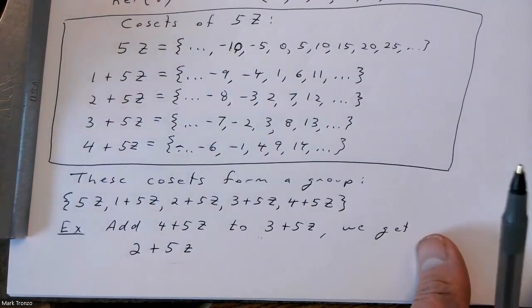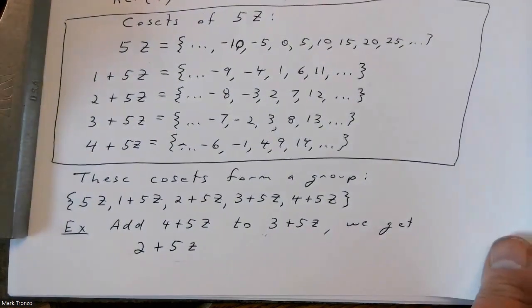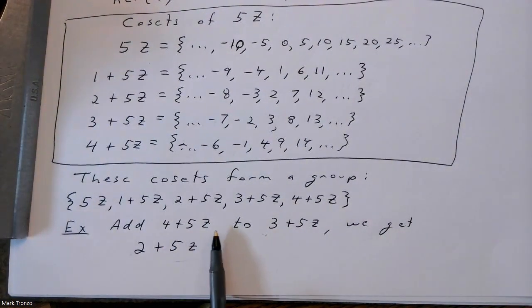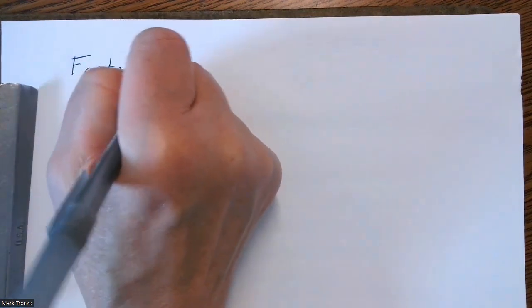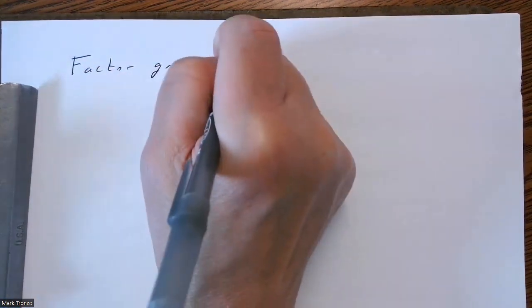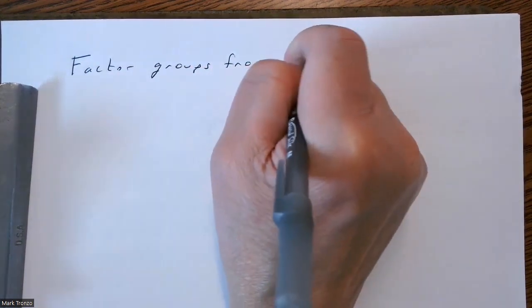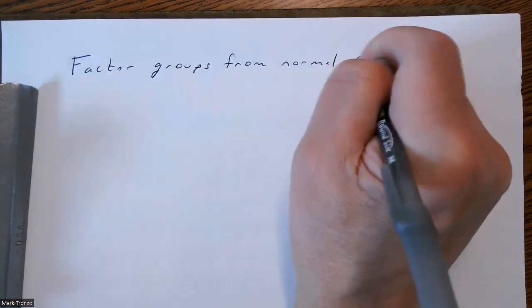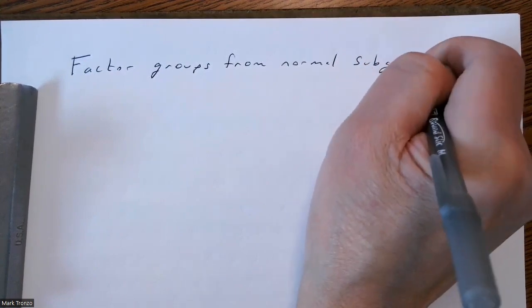And let me give another theorem here. Though, like I said, here the operation is addition, they usually show it as multiplication when you actually see it written. So let me give you another theorem here. And this comes under the heading factor groups from normal subgroups.